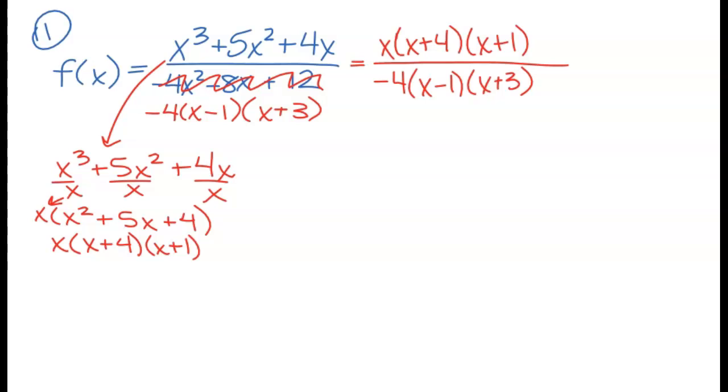It asks you in the instructions to find the domain and to find the holes. If you can't cancel out any common factors in the numerator and the denominator, that means there are no holes. So that is what you write.